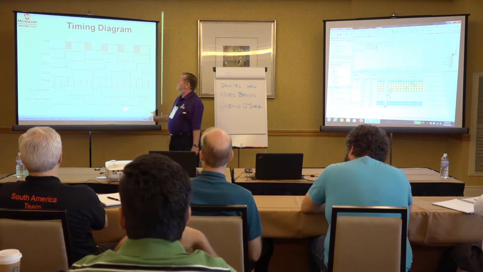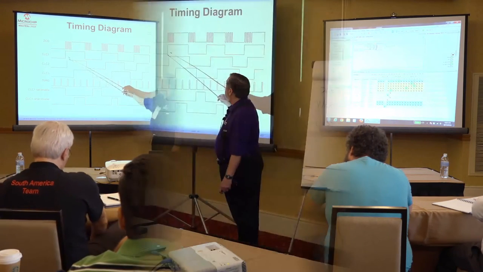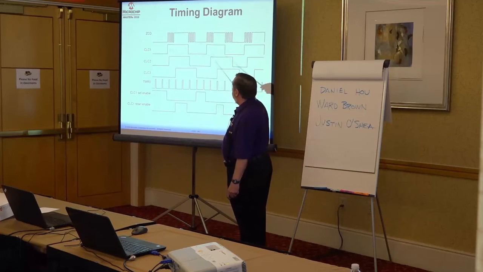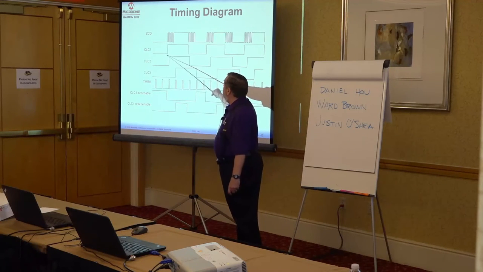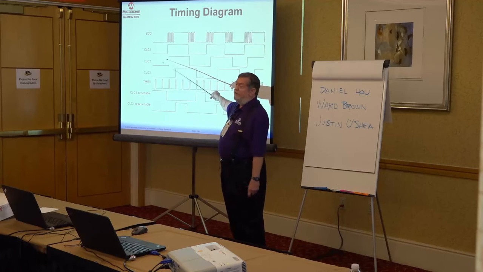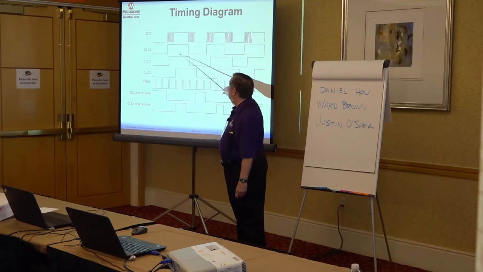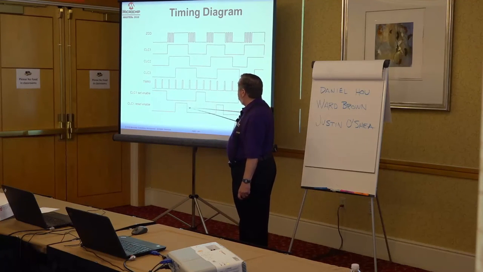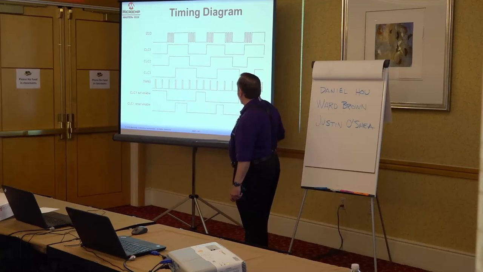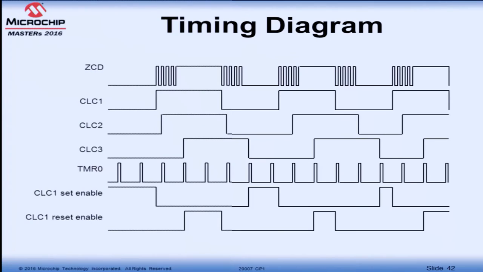And here's a timing diagram showing what's going on. So CLC1 is actually the output. CLC2 is the intermediate stage of the master-slave, and CLC3, it's the AND of these two that's the enable. So it's not enabled until here, and it's not enabled for the next transition until here. And you can just see it going through.